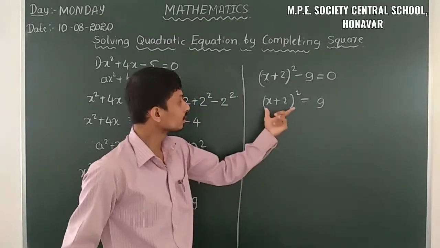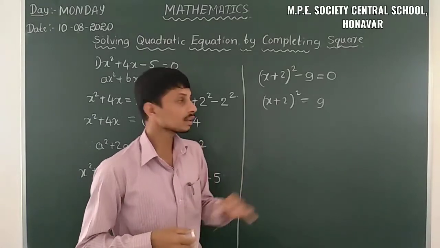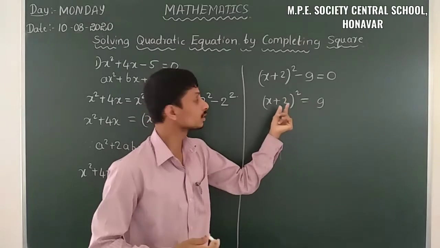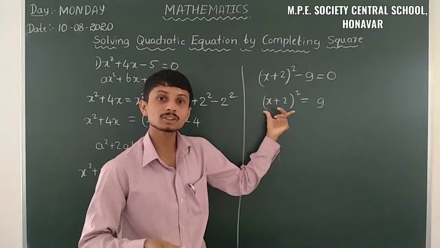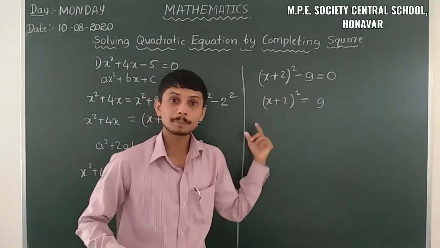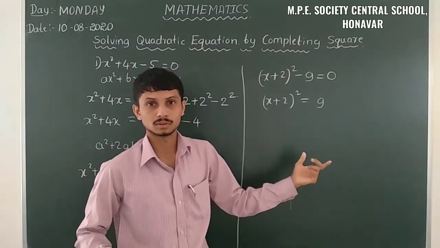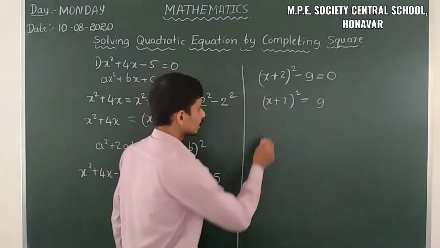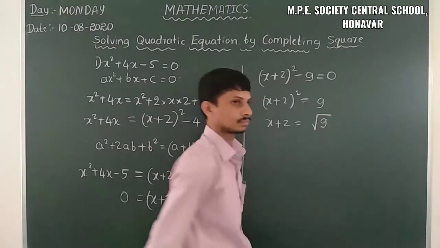Now how can we reduce this equation? Here the outermost operation is the square, so we can't take plus 2 to the RHS side, because the bracket is there. We have to first open the bracket, which means we have to transpose the square. When we transpose the square to the RHS side, it becomes square root. So x plus 2 is equal to square root of 9.